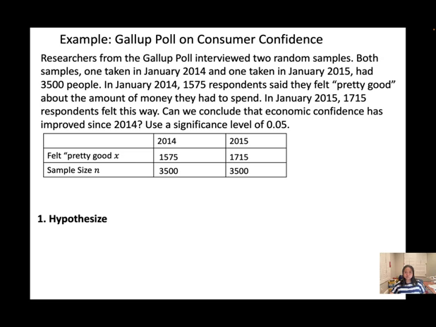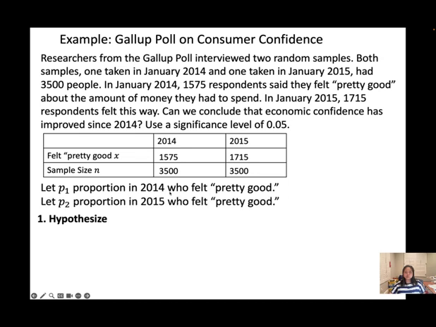Remember, what's the first step? You need to define your p1 and p2. I'm going to let p1 be the proportion in 2014 and p2 the proportion in 2015. You don't have to define it this way. You could let p1 be 2015 and p2 be 2014. It doesn't really matter, but your answer may be different from mine. If I say less than, you may have a greater than. But make sure that in the first step you write down what your p1 and p2 are.